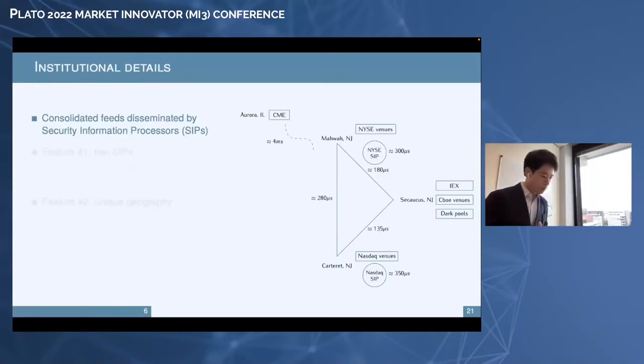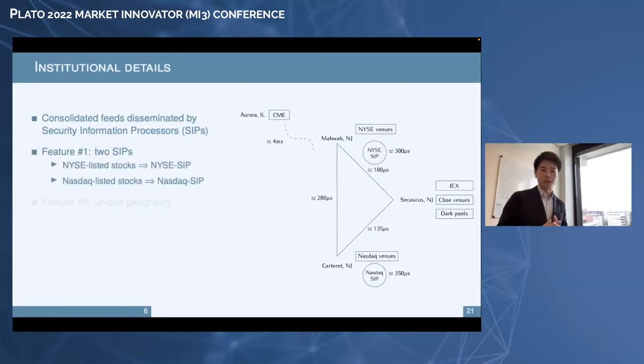To understand how the empirical approach can work, we first have to know a bit about the institutional details of the SIP. There are two features. First, there are two SIPs instead of one. If a stock is listed on an NYSE venue, its messages, quote updates and trades have to be reported to the SIP managed by NYSE. If you are listed on NASDAQ, the message will be reported to the NASDAQ SIP. So it doesn't matter where the stock is traded; it only matters where you are listed. If you're a NASDAQ stock traded on NYSE venues, your message has to be reported to NASDAQ.